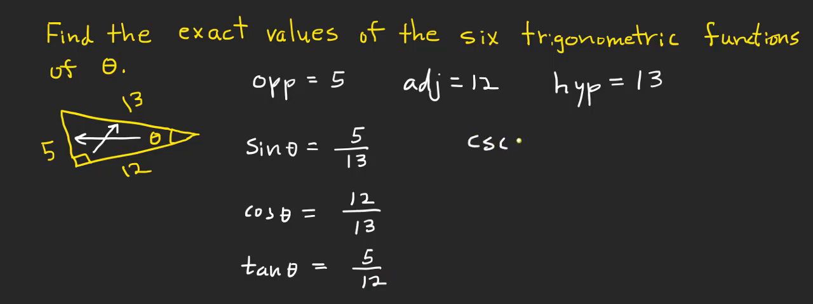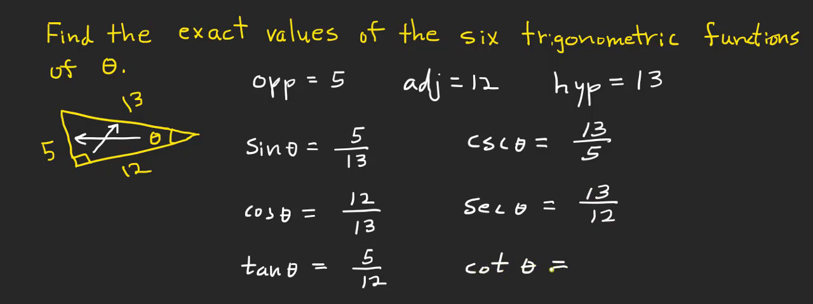Now what about cosecant theta? Cosecant theta is going to be hypotenuse over opposite, or the reciprocal of sine theta. And secant theta is going to be hypotenuse over adjacent, or the reciprocal of cosine theta. And finally, we need to find cotangent theta, which is going to be adjacent over opposite, or the reciprocal of tangent theta. So we have the 6 trig functions.